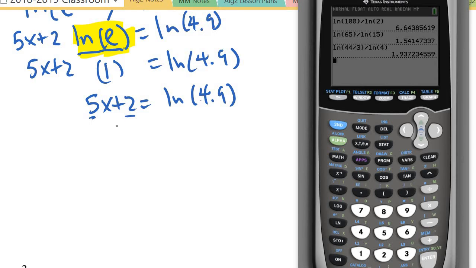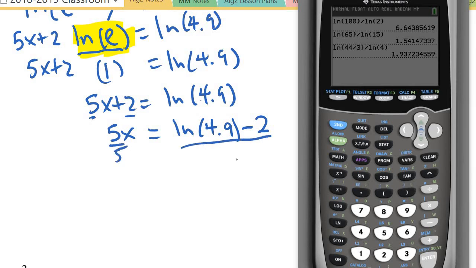So we're going to do minus 2 on both sides. So 5x equals ln 4.9 minus 2. All right. So we just got rid of that 2. Now we're going to divide by 5. Divide by 5. Divide by 5. So x equals ln 4.9 minus 2, all divided by 5.